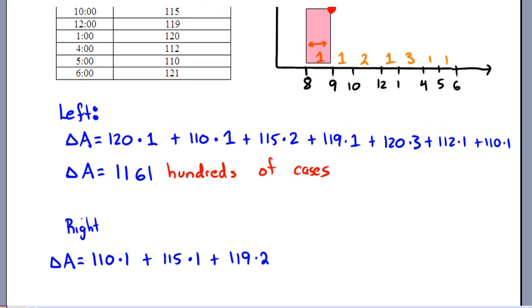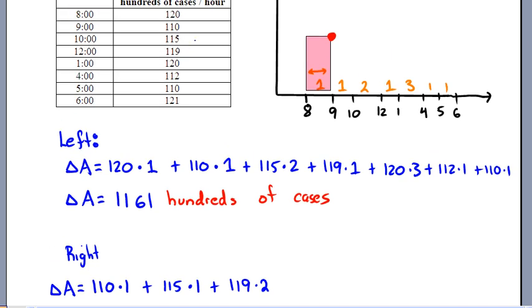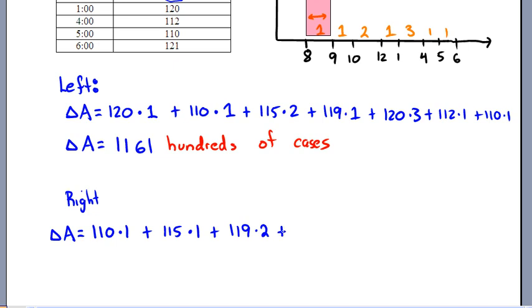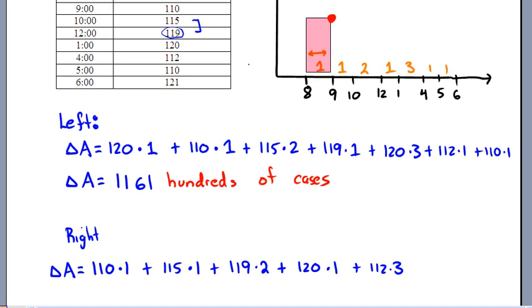Let's just look at the table and see where that's happening. It's from 10 to 12. It's right in here. And I'm doing a right attachment, on the right-hand side. So for the 2 hour span, the right attachment's 119 high. Okay, continuing on with the pattern, I'd have a 120 for 1 hour, 112 for 3 hours, right? That's this little run in here from 1 to 4, attaching on that right-hand side. And then a 110 for 1 hour and a 121 for 1 hour.